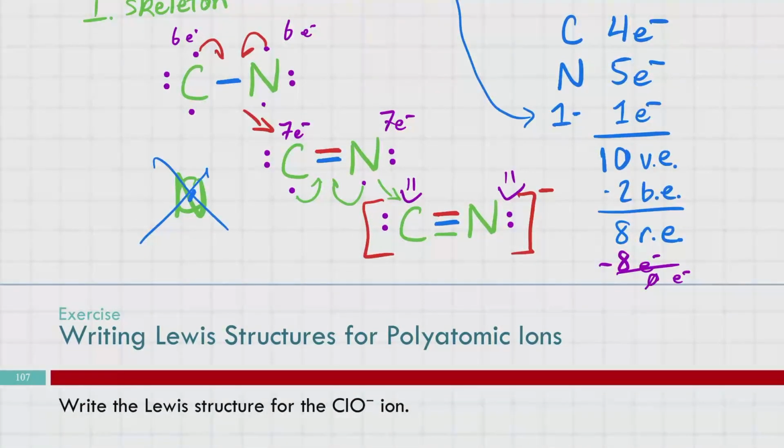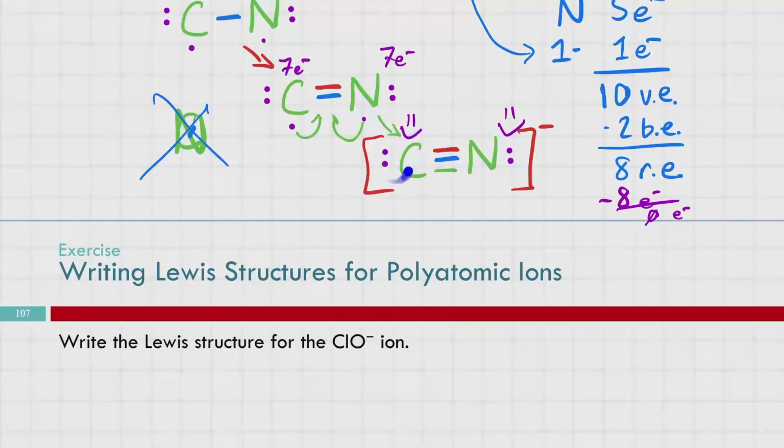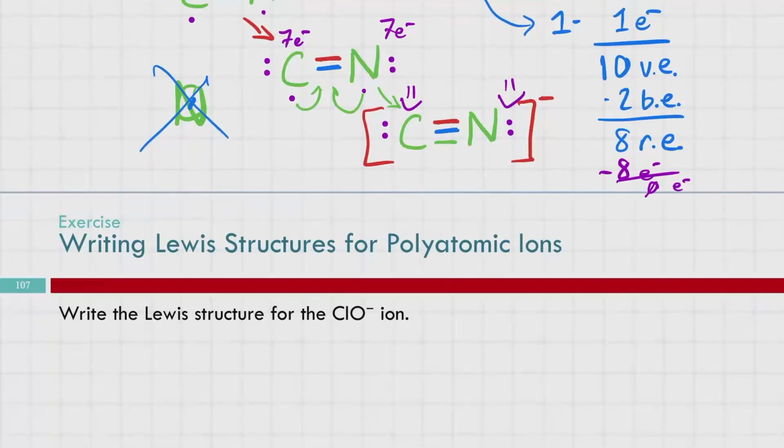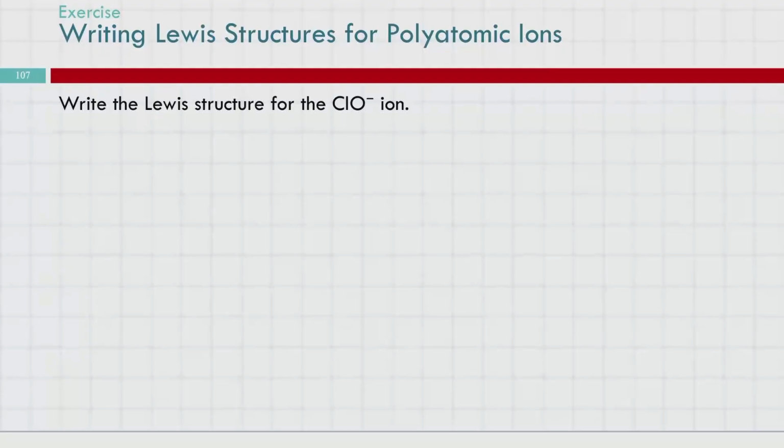Questions before I turn you loose on your own? Yes? So adding that negative charge doesn't affect the amount of electrons? The brackets and the negative charge? No, it doesn't affect the number of electrons. It just lets us know that that whole thing altogether has a 1 negative charge, without us saying it's specifically on the carbon or specifically on the nitrogen, because we don't have those skills yet. Other questions? Okay, I'm going to turn you loose on this one. Write the Lewis structure for this yellow minus ion.